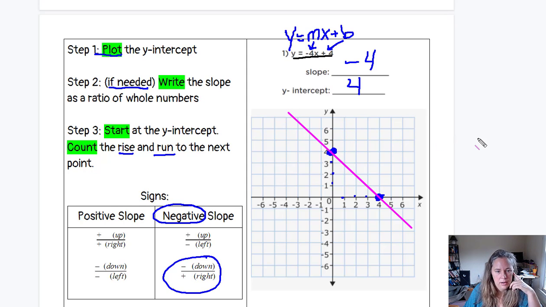Okay, there's a mistake in there, people. Can you find it?